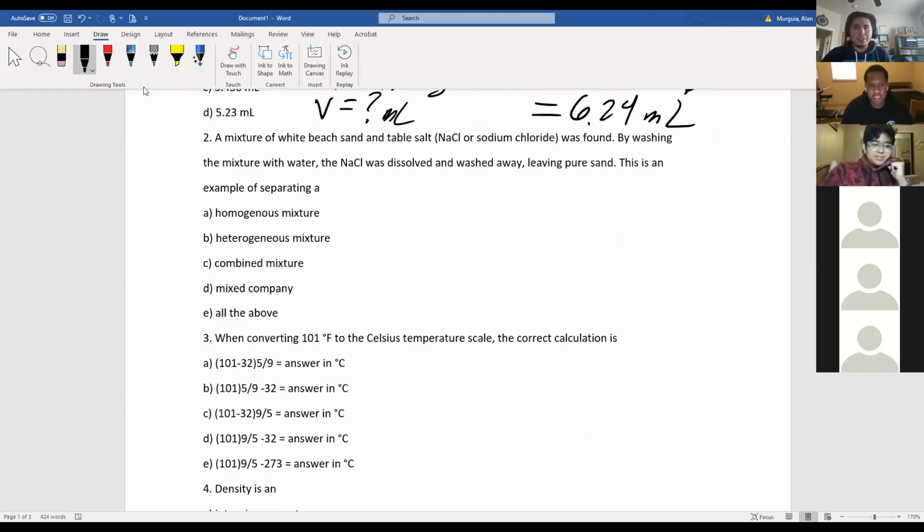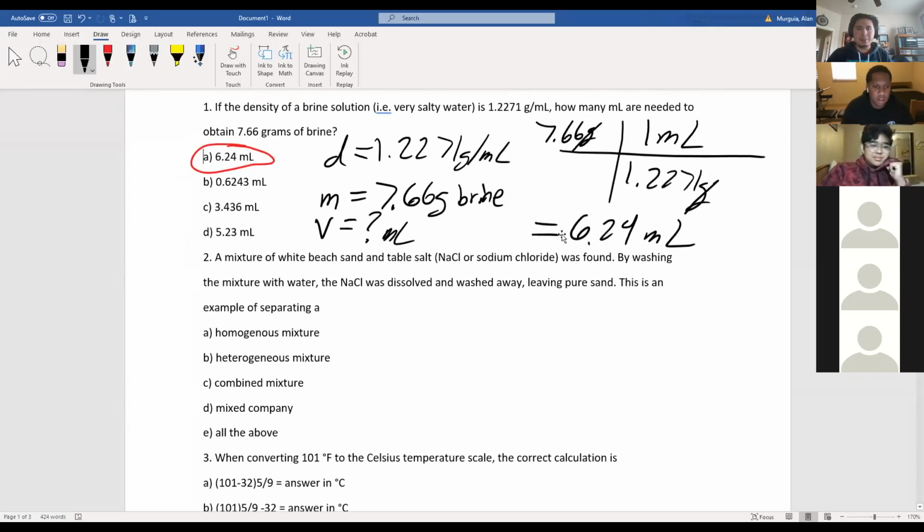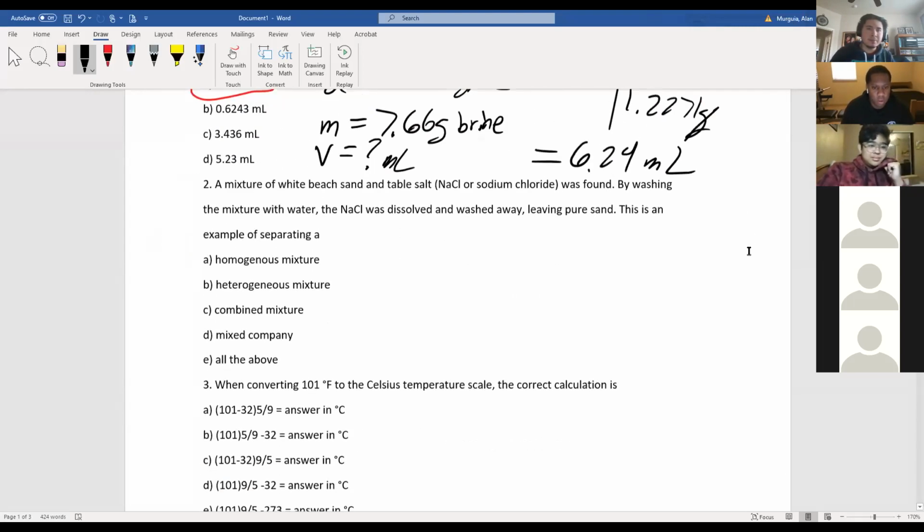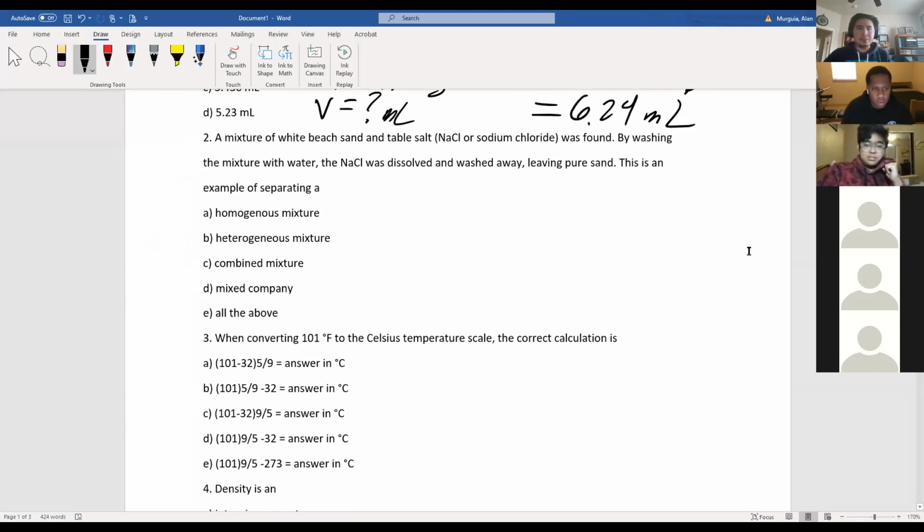So going on to number 2. Number 1 is correct; it would be 6.24 milliliters. On to number 2, it tells us a mixture of white beach sand and table salt, NaCl, which is sodium chloride, was found. By washing the mixture with water, the sodium chloride was dissolved and washed away, leaving pure sand. Now, what example of separating is this?